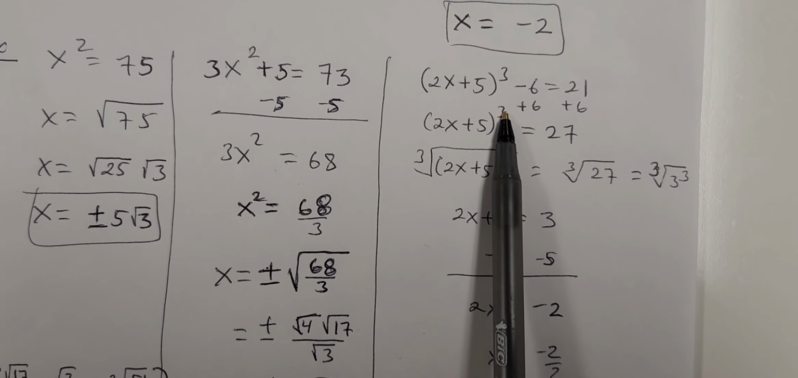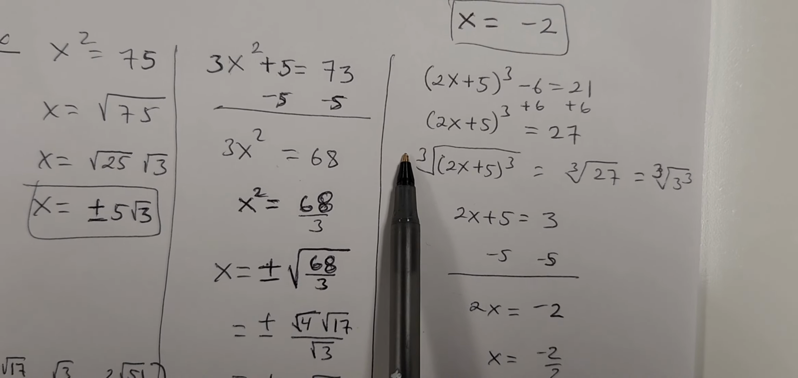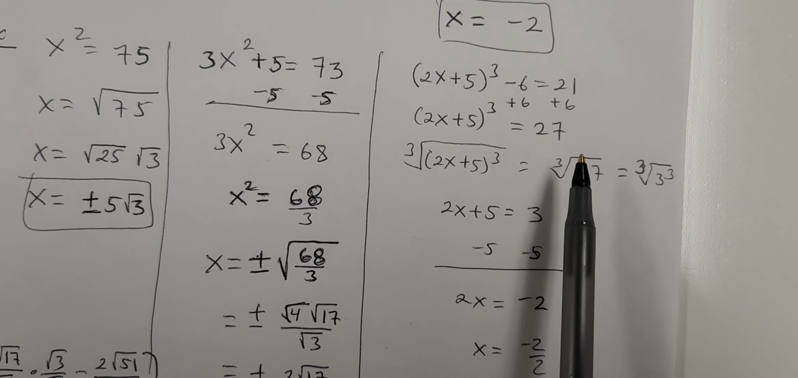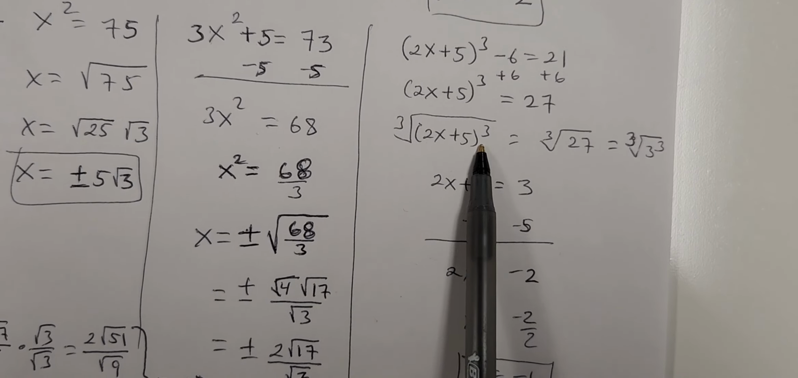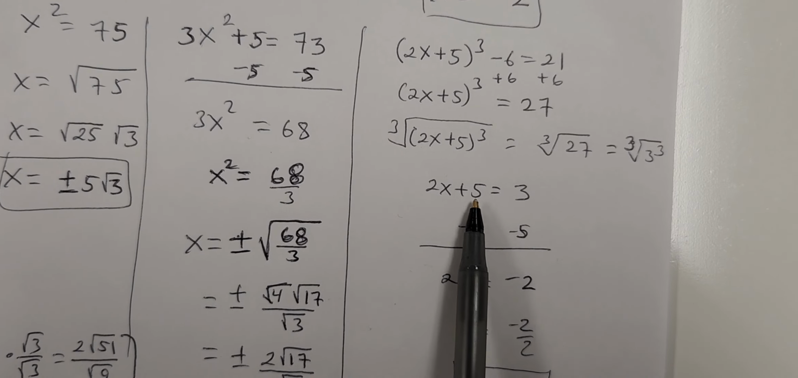Okay. This is a cube, so I want a cube root. So cube root to the left and also cube root to the right. So this cube root and this third power go away. So I just have 2x plus 5.